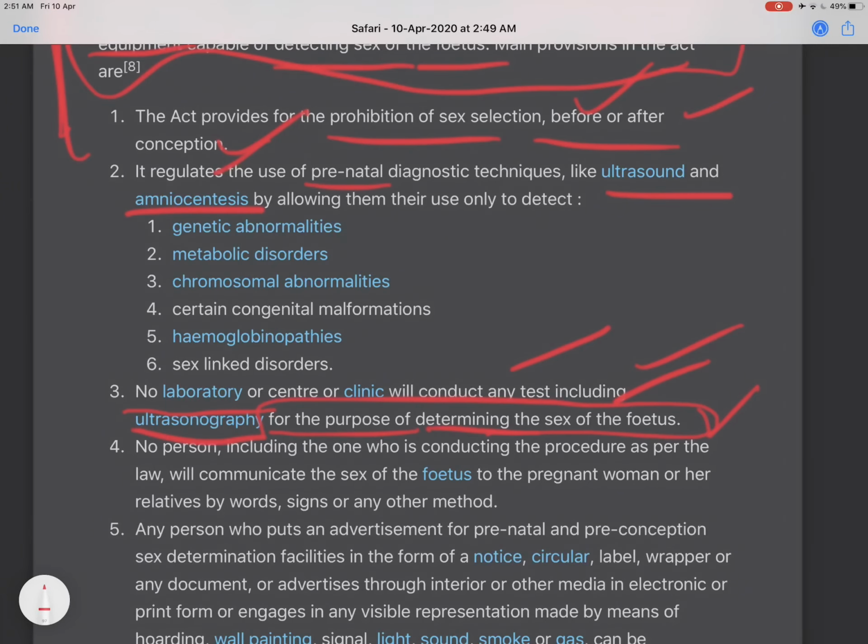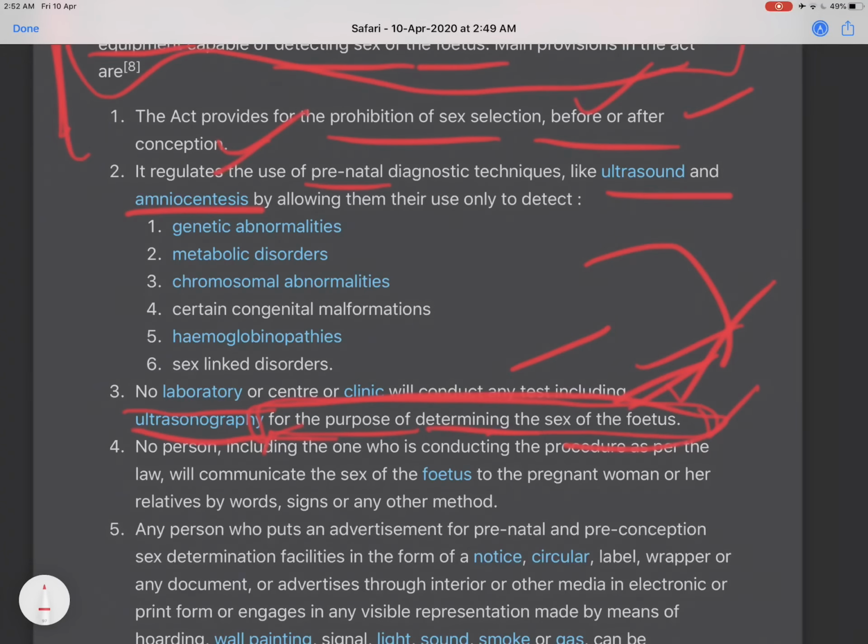The purpose is to look at abnormalities and to rectify the medical problems per se. But if the purpose is determining sex, then definitely this is a wrong thing, and it can attract penalty as per the PCPNDT Act. This is important. So the second line, for the purpose of determining the sex of the fetus, is something which is important. So after the comma we just have to mention this as well.